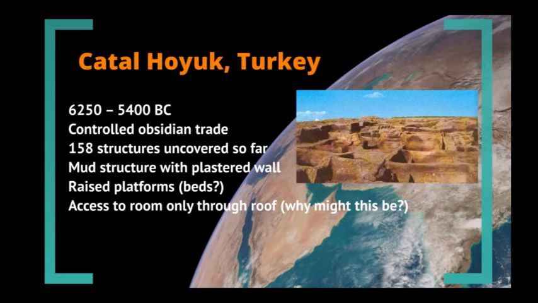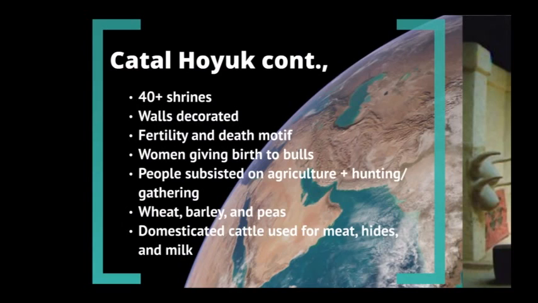So far there's been 158 structures that have been uncovered. You have mud structure with plastered wall, perhaps evidence for raised platforms. And you can see here that you can access the room only through the roof. What function might this be? Or is there a function? Is it just a byproduct of something? Okay, so not only is it protected from macro predators, it's also protecting perhaps from rival cultures, rival populations that might want to take the resources that you're accruing. Yeah? Stronger foundation to support the ceiling?